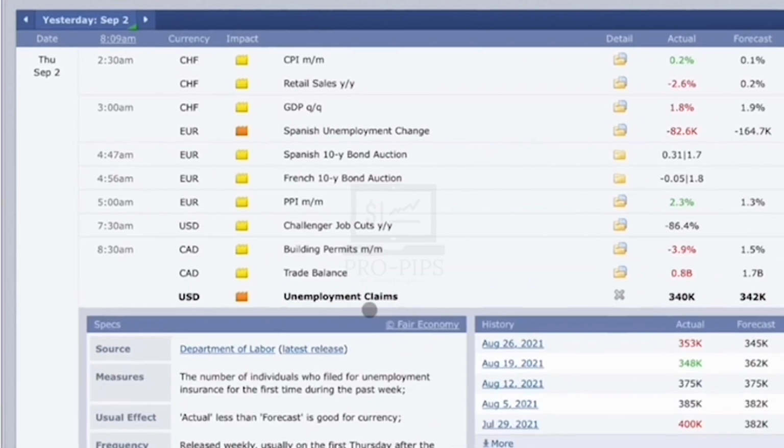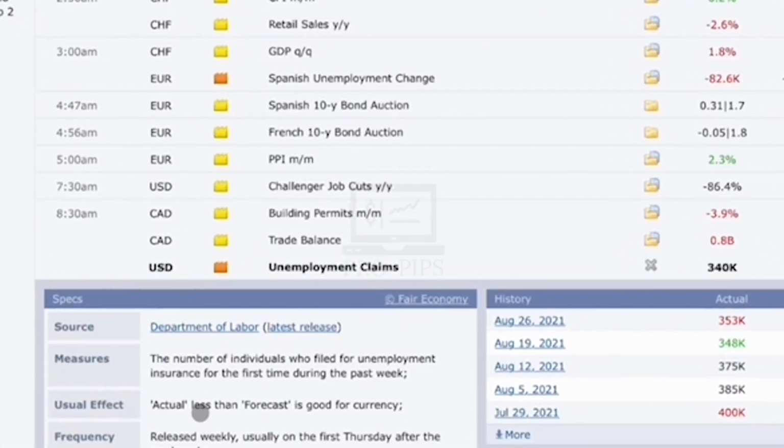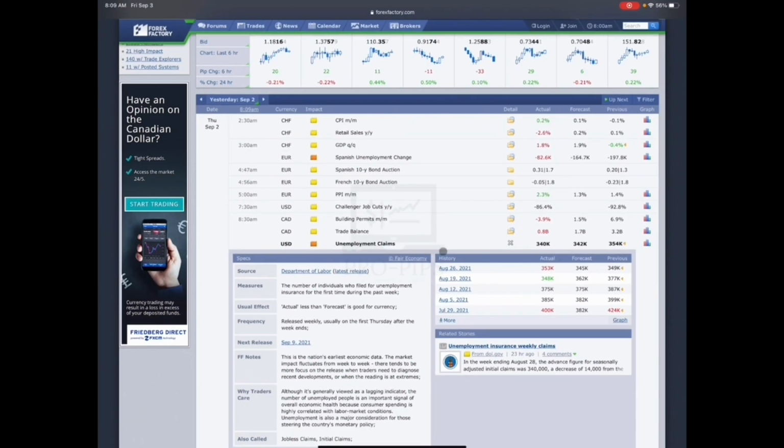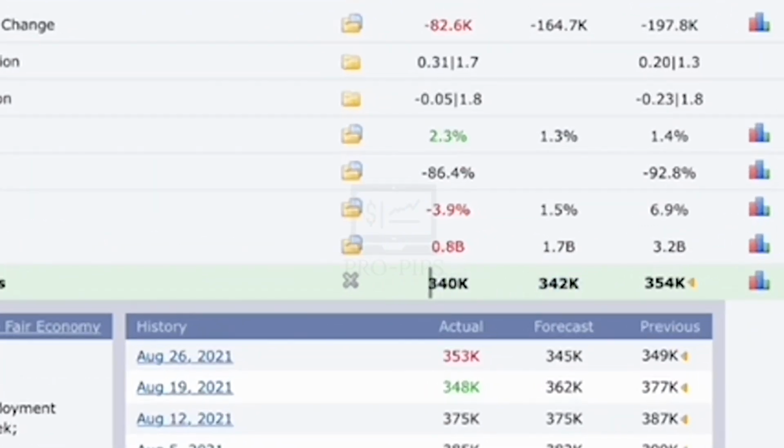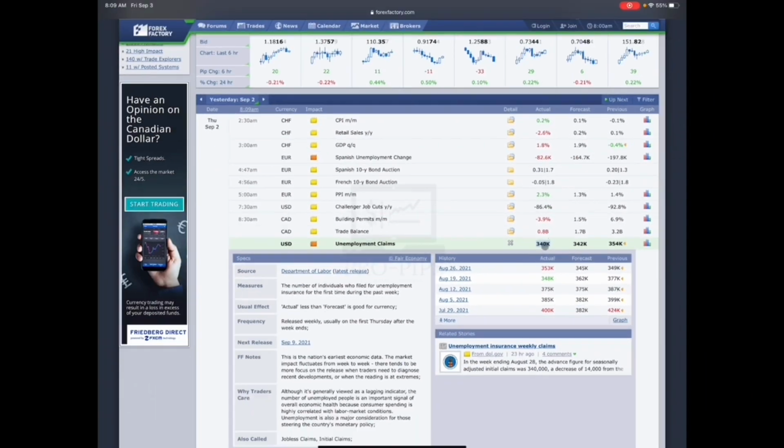So I click on the document. What is the effect? Actual less than forecast is good for currency. That means if this actual number over here is lesser than what is predicted, that is good for the currency. So we have the forecast 342 and the actual number that came through is 340, right? What does this mean? That it is good for currency. Actual less than forecast is good for currency.